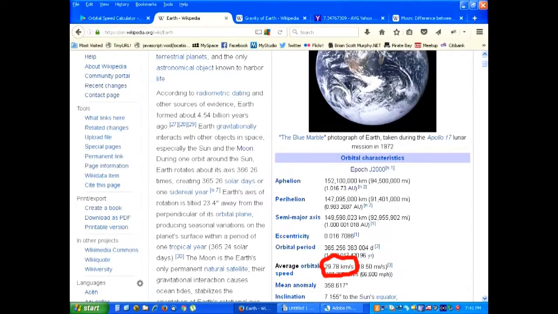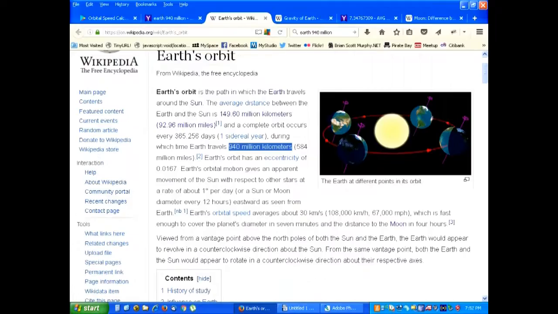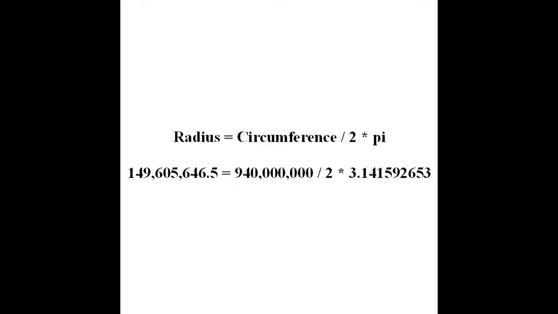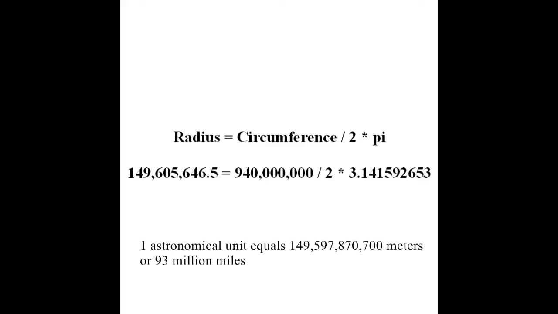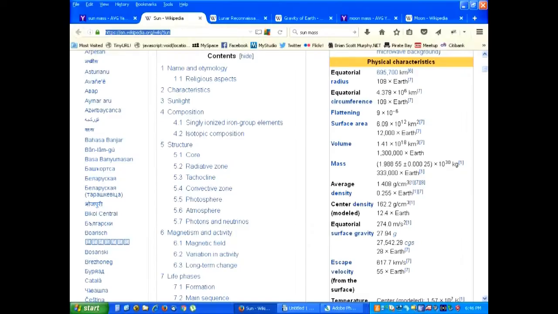For the Earth around the Sun, speed is 29.78 kilometers per second. For this example, I started with the circumference to compute the radius. The circumference of our orbit is 940 million kilometers. For the radius, also referred to as altitude and in my example B, let's use 149,605,646.5. However, it's not exactly one astronomical unit as defined.